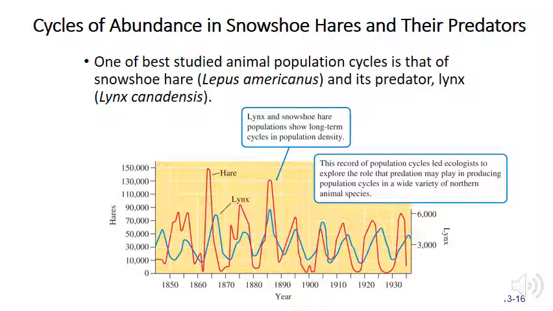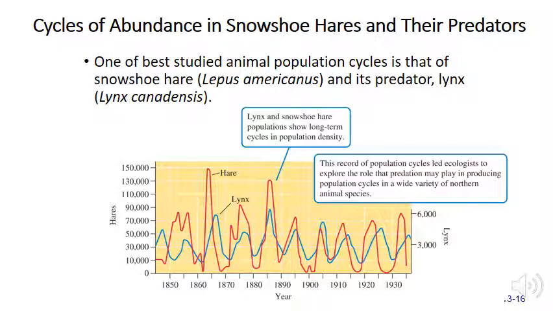So this graph shows that data that was collected by the Hudson Bay Company. And it depicts these huge peaks and troughs in snowshoe hare populations. So the populations range from a few thousand up to about 150,000. And those cycles in population tend to last between about 5 and 10 years. The striking thing about this graph is the blue line on that graph, which is the population cycles of the hare's predator, the Canadian lynx. And you can see how closely the lynx population matches that of the snowshoe hares.